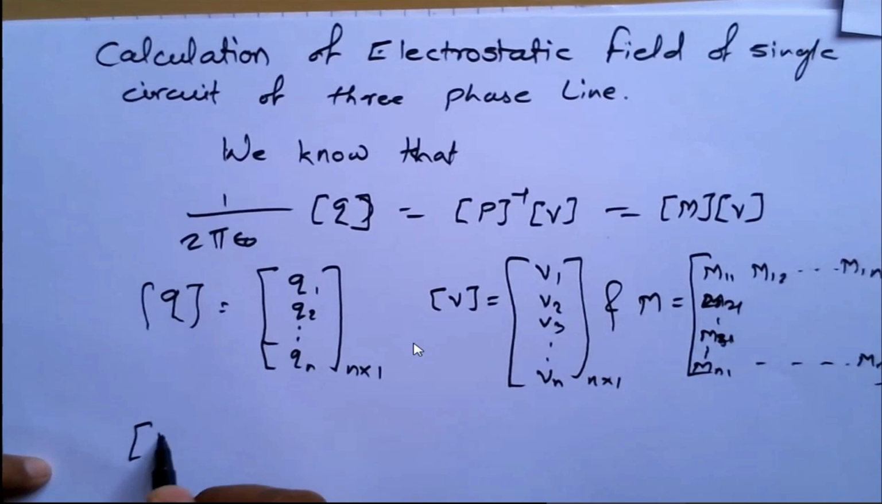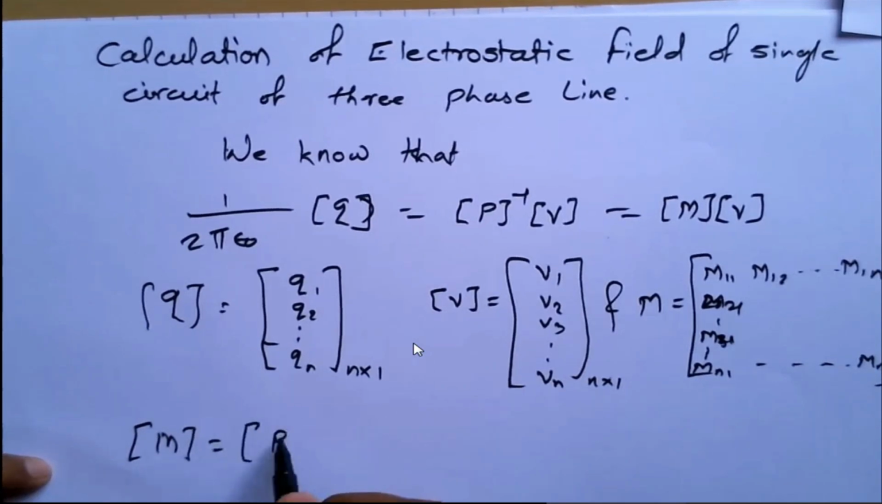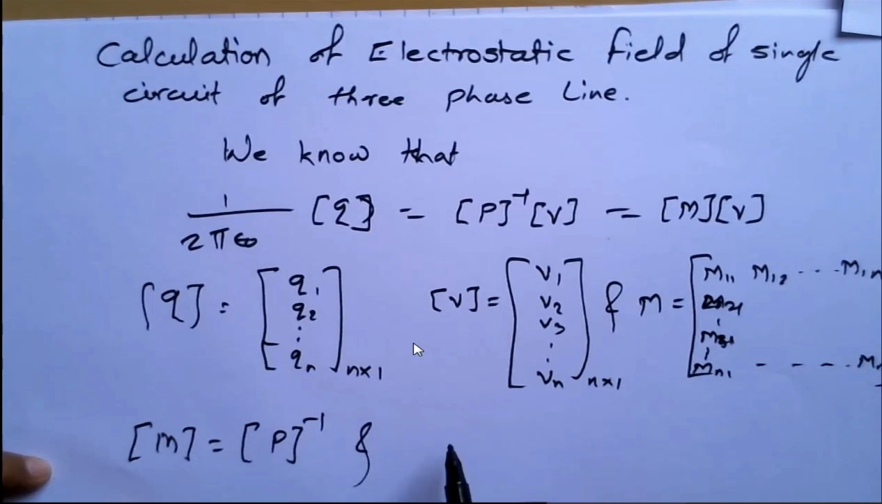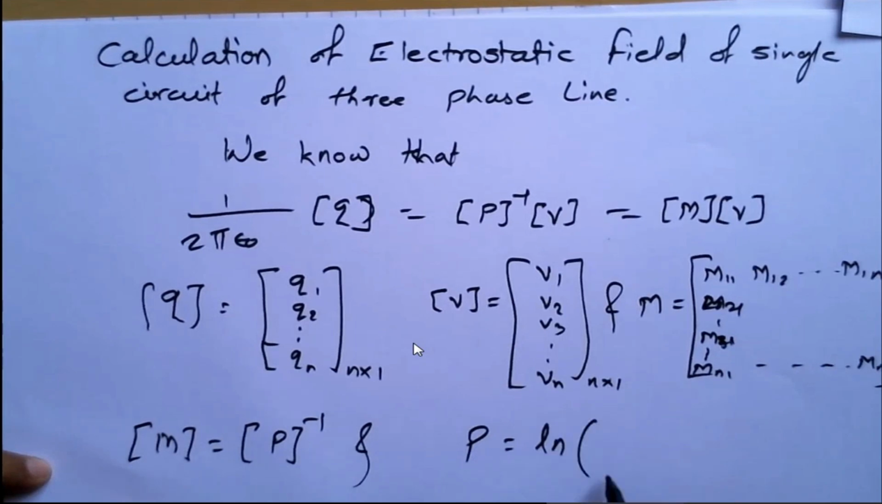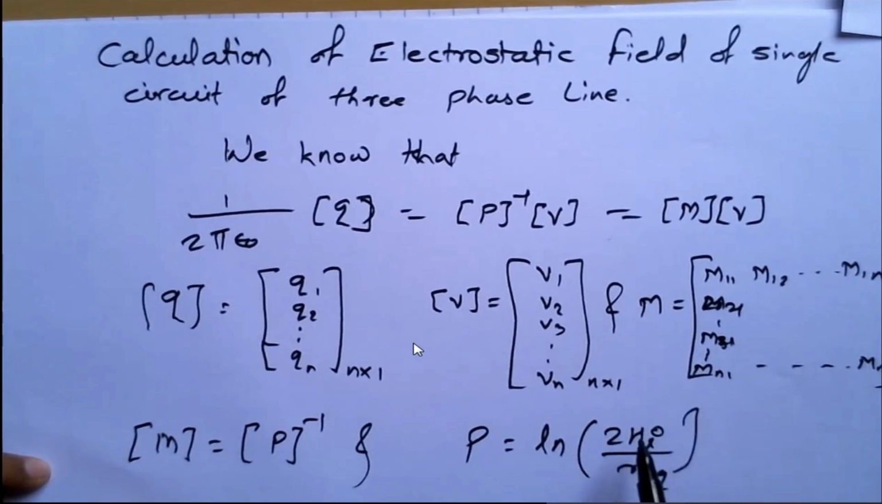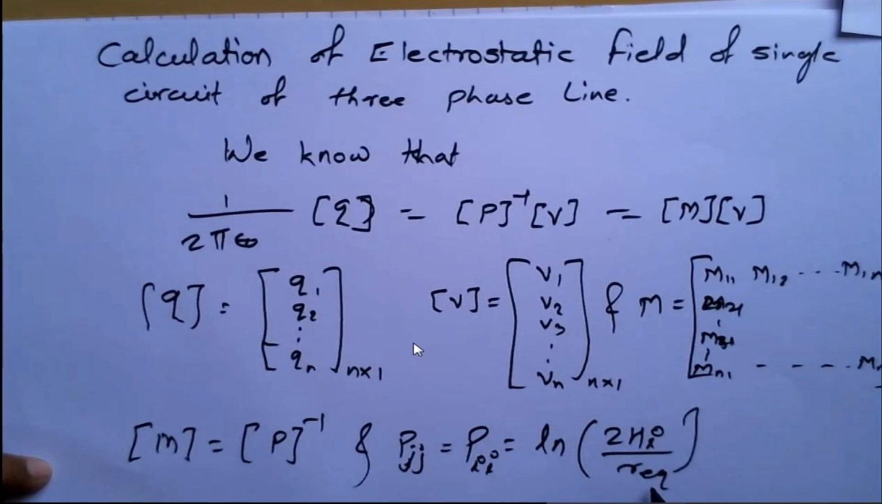Here this M is nothing but P inverse, and that P is the Maxwell potential coefficient. It is ln of 2hi upon R equivalent. Whenever we are talking about 2hi, this is Pii, self, or we can say Pjj: P11, P22, P33. So Pii or Pjj is equal to ln of 2hi upon R equivalent. When to consider R equivalent? In case of a bundle conductor. If it is a single conductor, then it is only R.